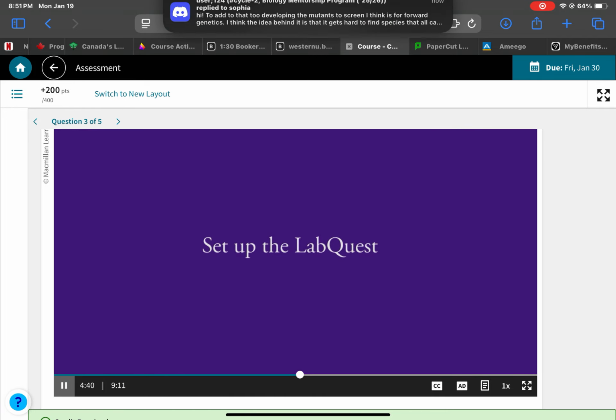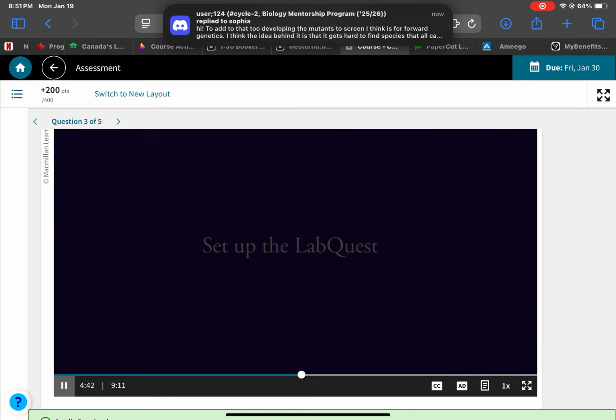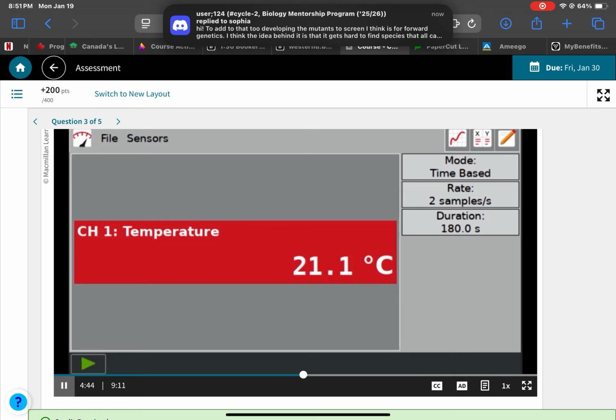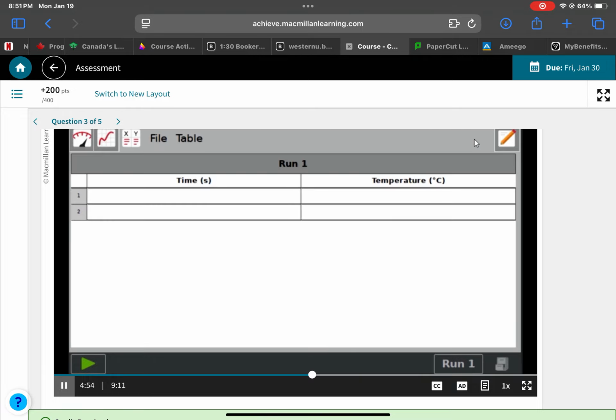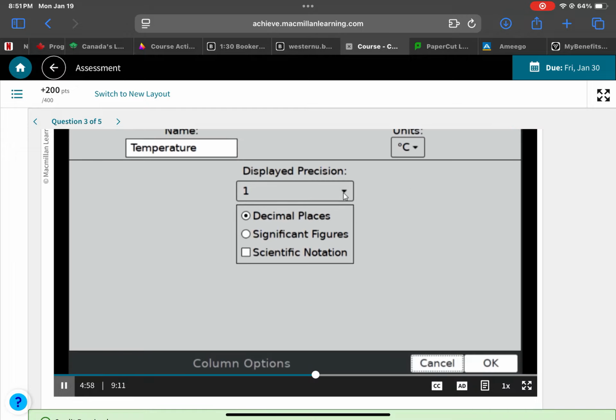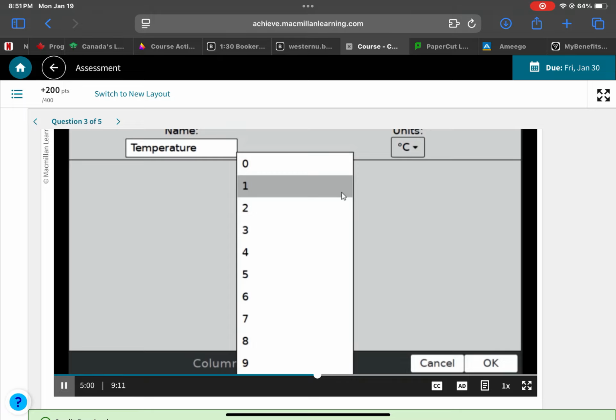Set up the LabQuest. The temperature sensor is automatically detected. The mode defaults to time-based. To set the digital display to show 2 decimal places, touch the table icon. Double tap on the heading Temperature. From the drop-down menu, choose 2, then tap OK.